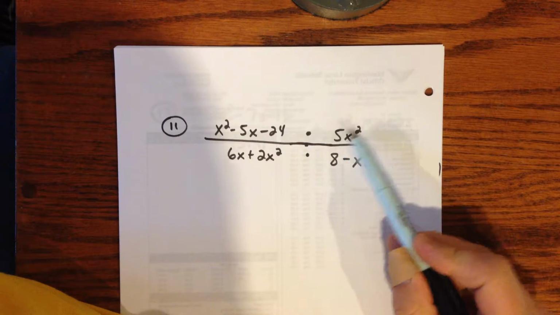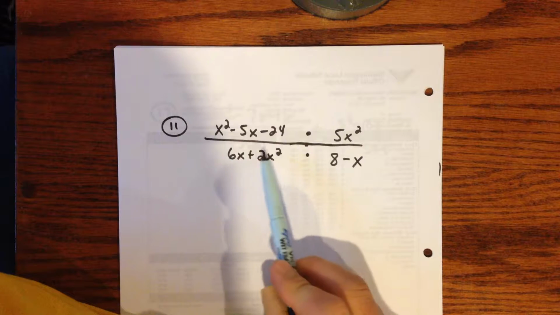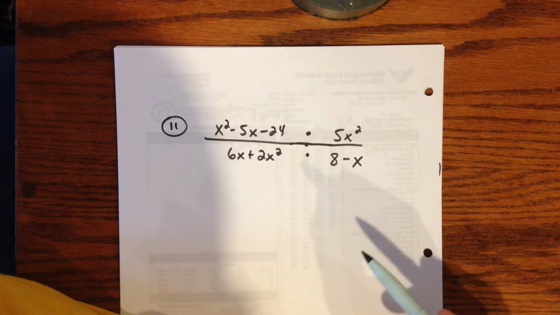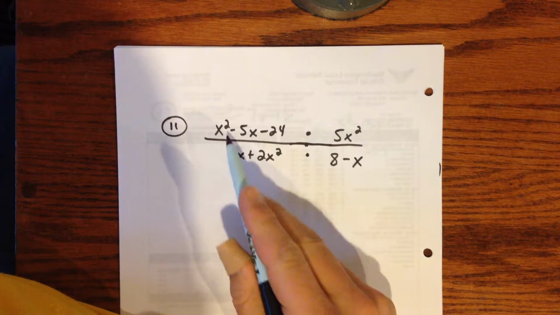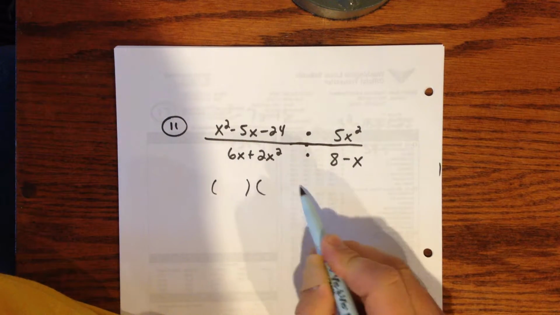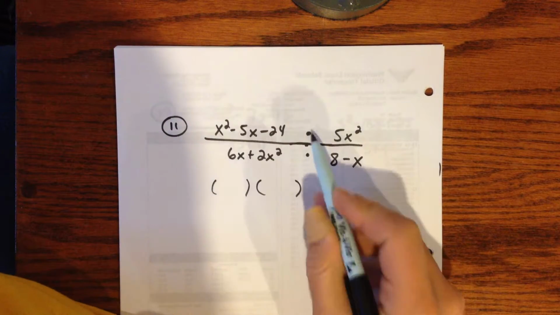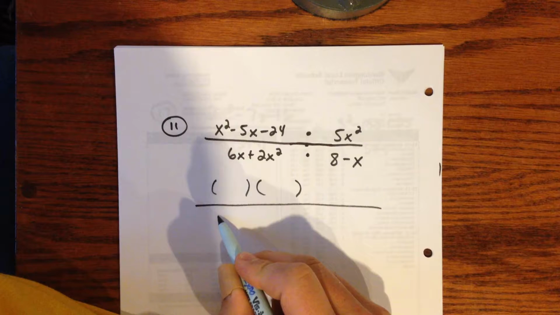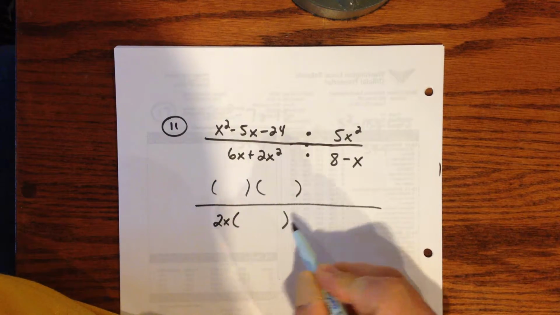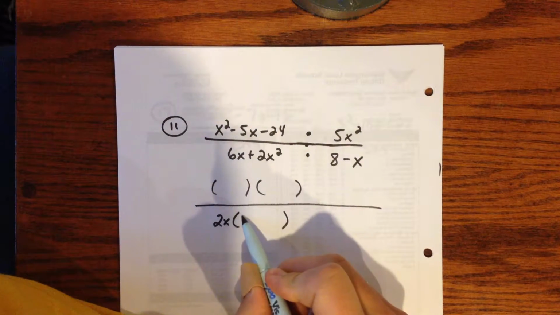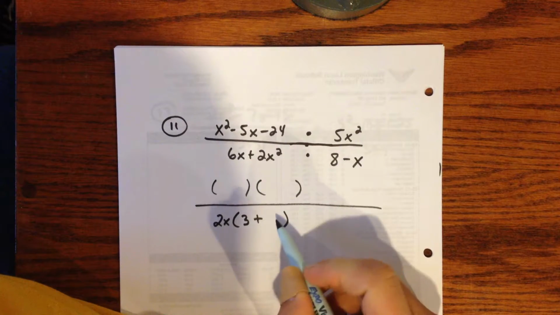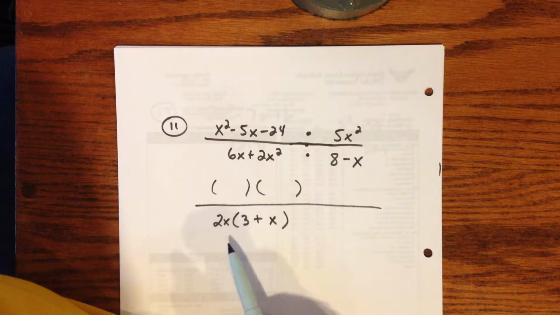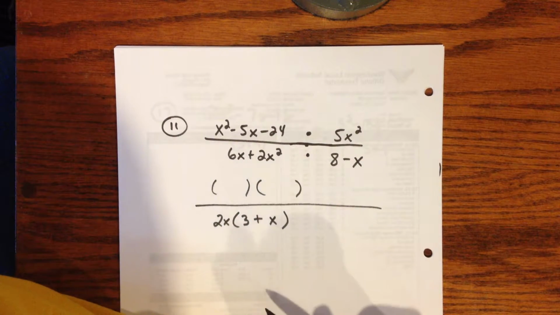Here I just have a 5x squared kind of by itself. It looks like I can maybe factor out a 2x out of this expression. So let's go ahead and do that. Let's factor that part first. We'll also factor this. Let me factor a 2x out of that. So that would be 3 plus x. Think about it, if I FOIL that back out or distribute it back out, I would get that.